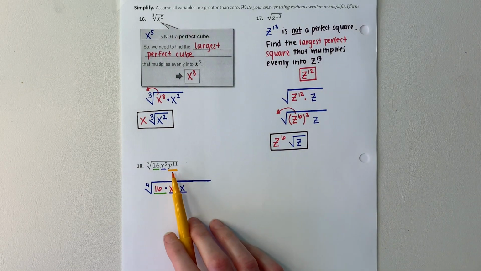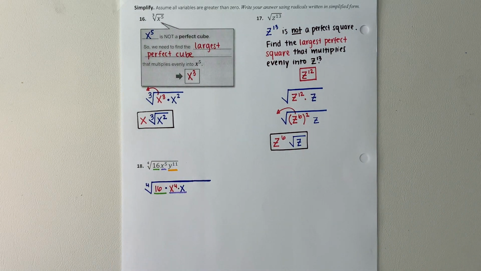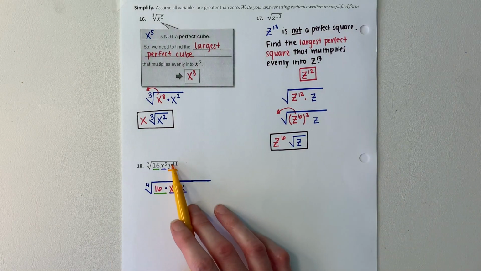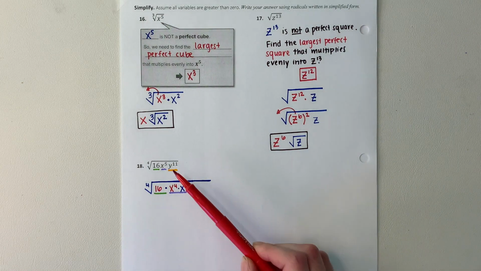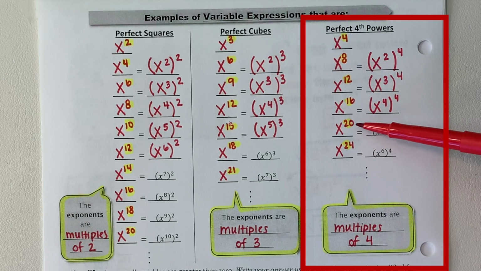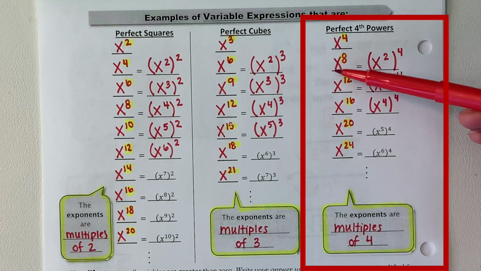Next, let's focus on y to the 11th. Is y to the 11th a perfect fourth? It is not, and we know that because 11 is not a multiple of 4. So we need to find the largest perfect fourth that multiplies evenly into y to the 11th. We need to find the exponent as close to 11 as we can get, but it has to be less than 11. That would be y to the 8th.